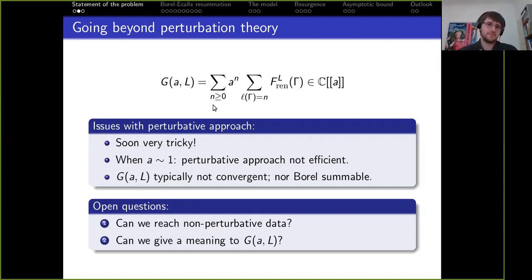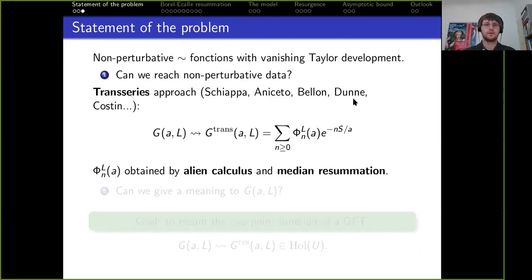So from those observations, you can ask a bunch of questions, and two questions I want to talk about today are: first, can we reach some non-perturbative data from this perturbative series, and can we give a meaning to this formal series, at least in a quantum field theory case? Right. Now, let me focus on the first question.